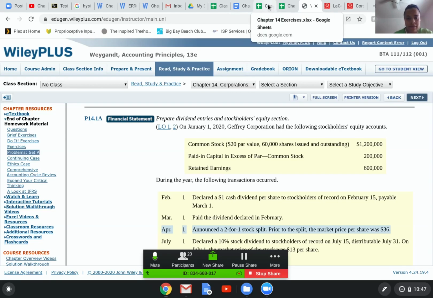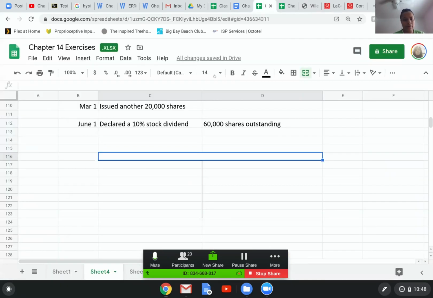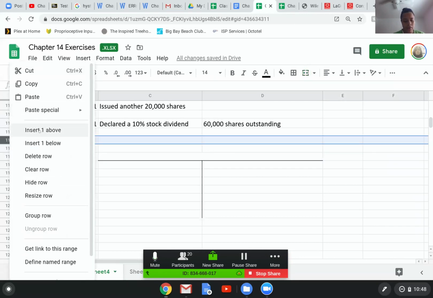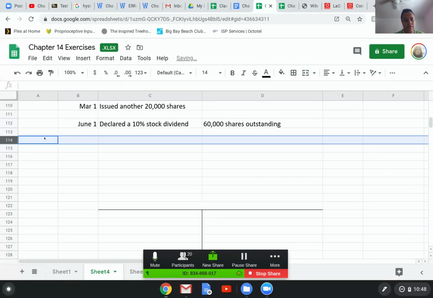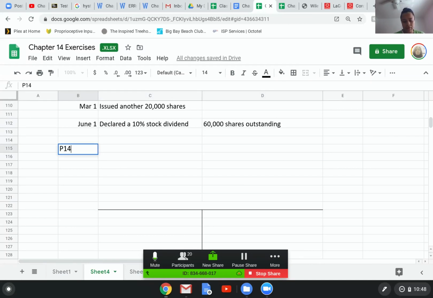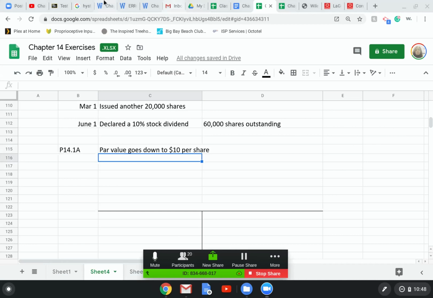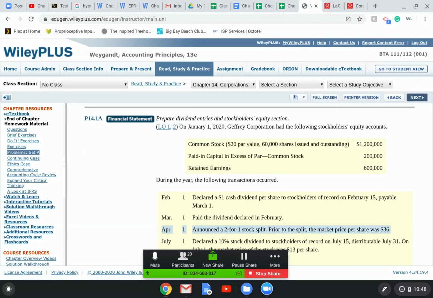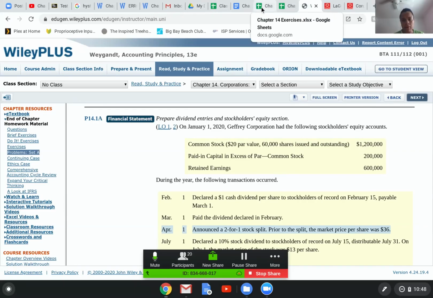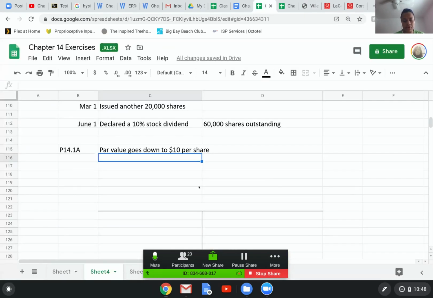So I'm just going to write that here, for P14.1A. The par value goes down to $10 per share. Good. What else? And then the shares outstanding will be 120,000. Okay, good. So shares outstanding were 60,000, but because for every one stock you're now going to have two, it's going to double.